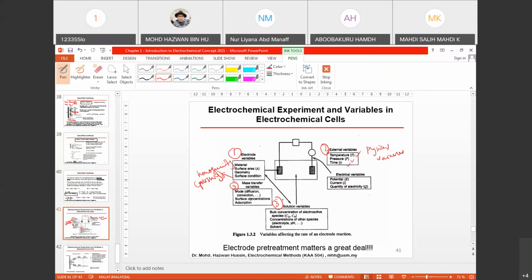And lastly, the other variables will be related with electrical variables: what will be the potential values used, current values used, and then quantity of electricity used. So all these are important to be considered when you do an electrochemical experiment.